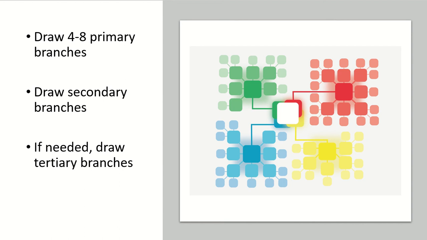Then, build out your mind map radially by drawing 4 to 8 lines radiating from your main topic. These lines are your primary branches. Write down keywords or short phrases on these primary branches to represent the main subtopics around your core topic. Next, draw secondary branches radiating from each of your primary branches to develop your ideas further. If needed, you can add tertiary branches to your secondary branches.